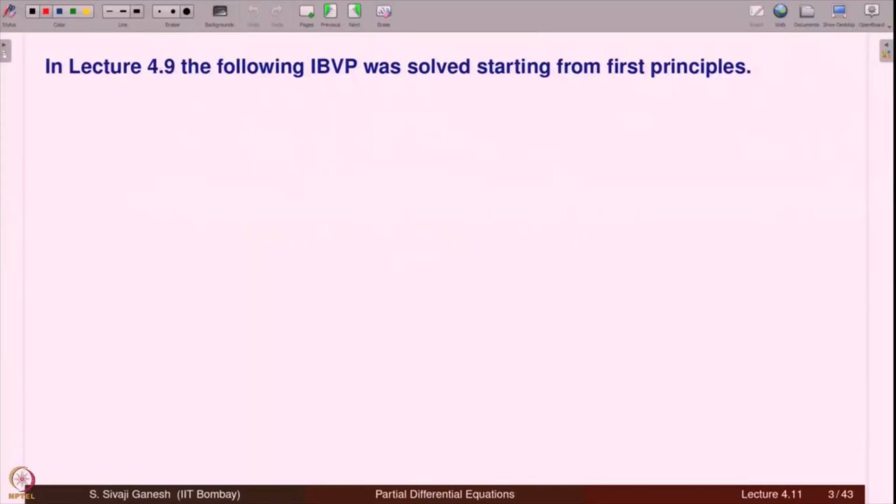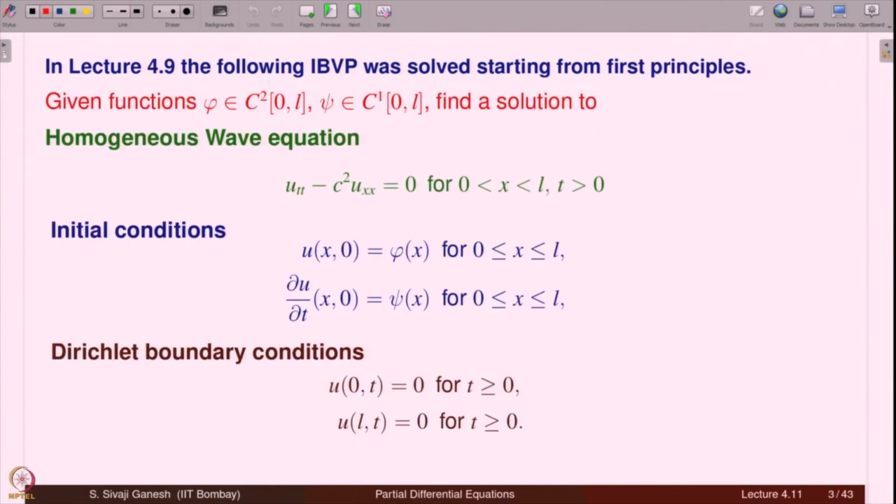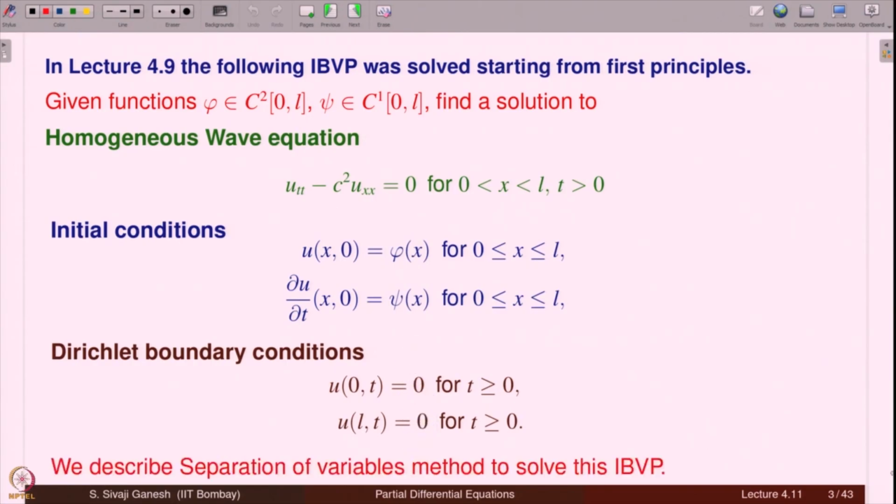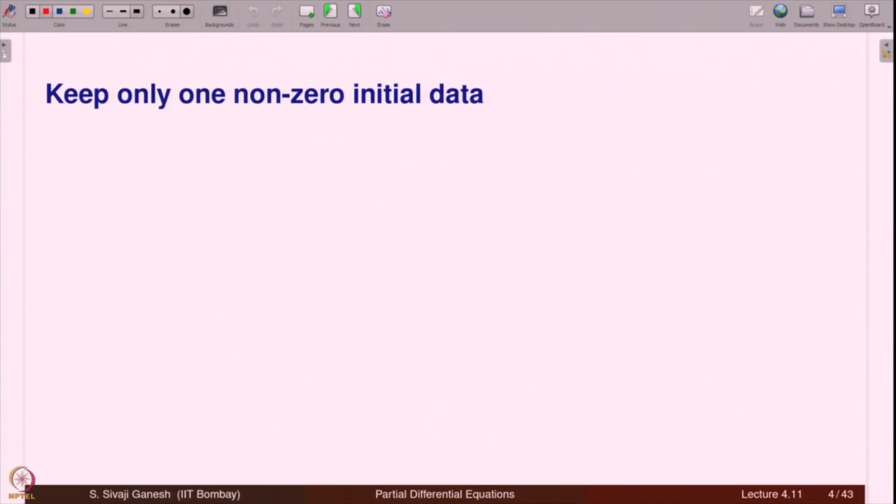In lecture 4.9, the following IBVP was solved starting from first principles, which is the homogeneous wave equation, where phi and psi are the Cauchy data, with 0 Dirichlet boundary conditions. We describe the separation of variables method to solve this IBVP in this lecture.